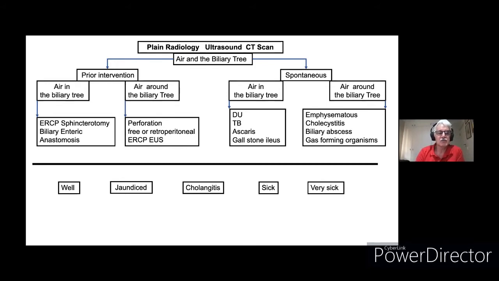And the other thing is that you need to have an awareness of whether the patient is well, sick or very sick, and whether they're jaundiced or have cholangitis. And again, these things, as you will see, will factor into how these patients are managed.